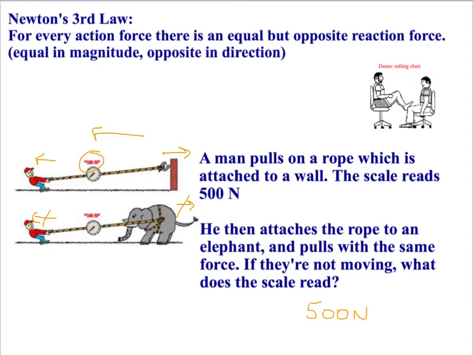If the wall wasn't pulling back with this 500 newtons, then the rope and everything is going to start to move this way. The reason it's not moving is because the wall is resisting with that 500 newtons. The elephant over here is doing the exact same job that the wall was doing before. It doesn't matter if it's a wall or an elephant or a car or a person. They're all doing the same thing. They're all resisting with that same 500 newtons.